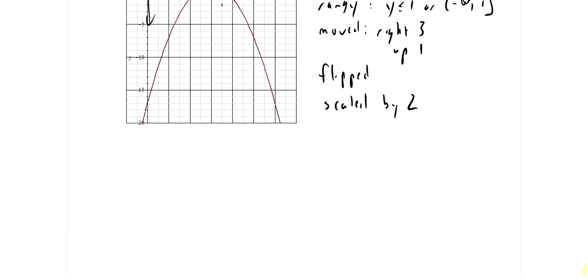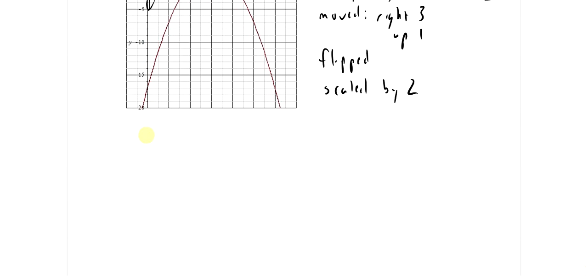If we can get that to scroll down a little bit. So y equals minus 2, that's the scaling, and the flip is the minus sign. Been moved right 3, so that's a x minus 3 inside the parentheses, and a plus 1. So there is our formula.